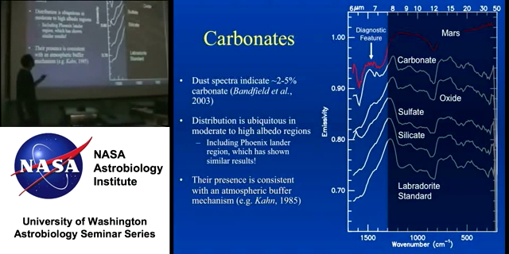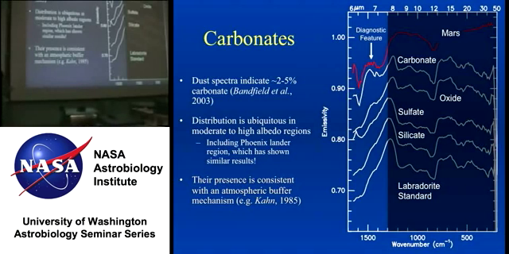And you have this solar shoulder here, which is very diagnostic of the presence of carbonates mixed in with silicates or oxides or other materials. And the dust spectra indicate about 2 to 5% carbonate by weight. And this distribution is ubiquitous. So basically, throughout all of Mars, on all moderate to high albedo regions where you're sensitive to this type of thing, we see a little bit of carbonates.